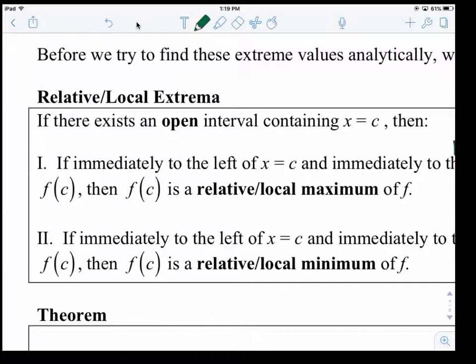So I try and think of it as like these guys are all like town mayors. You have many of them. You only have one governor, right? Think of it kind of like that.